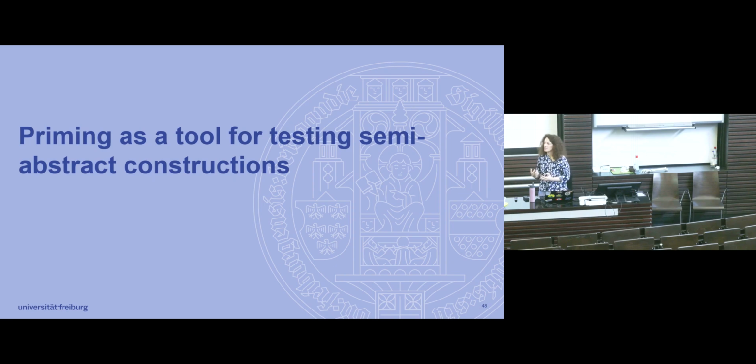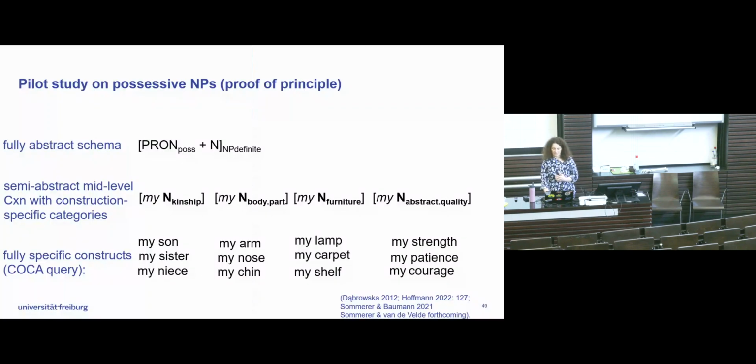First of all, I would like to show you the constructions that we are interested in. So in general, we are interested in possessive noun phrases, so something that can be subsumed under the fully abstract schema that you see here, okay? And Lotte made a COCA query and realized that certain semantic classes are really frequent after different kinds of possessive pronouns. In particular, what was very frequent was kinship terms, body parts, a bit more surprising for me, furniture, and also abstract qualities, okay?